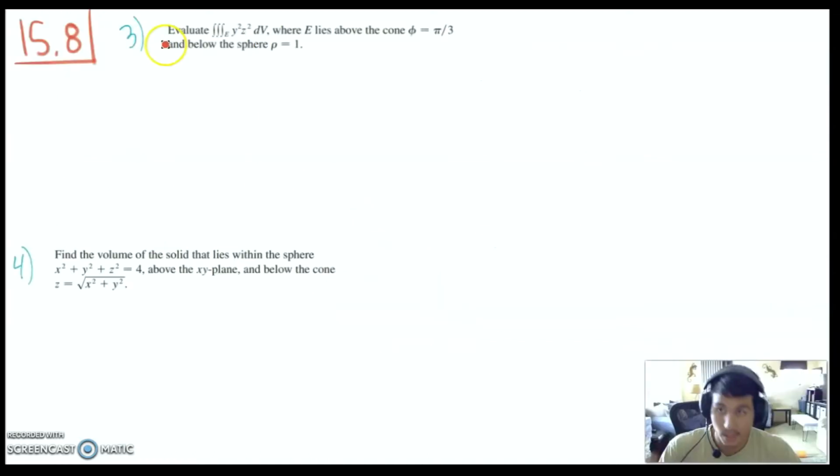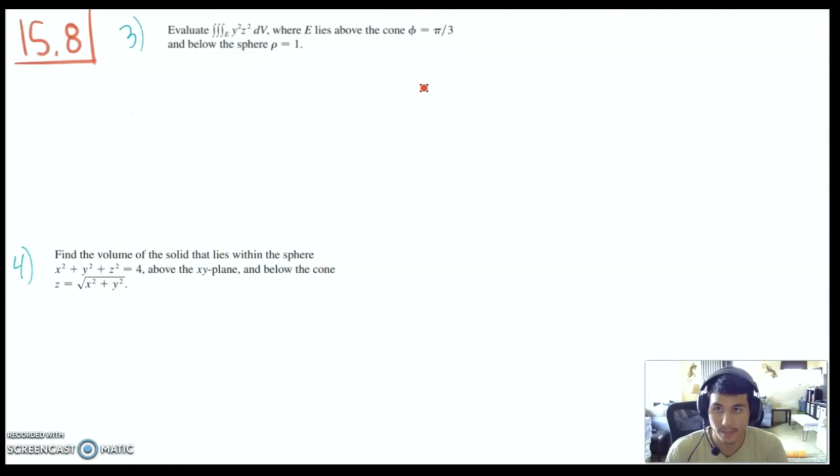Okay, now we're on to 15 point, spherical coordinates. Let's read the problem. We have a cone with the angle phi equals pi over 3, and below the sphere rho equals 1. They give us just 2 pieces of information, and we're going to find the triple integral using those. The most important part, besides the numerical values like pi over 3 and 1, is this: above the cone and below the sphere.